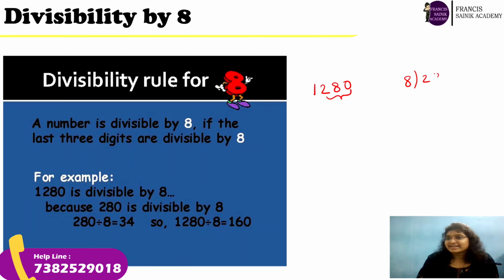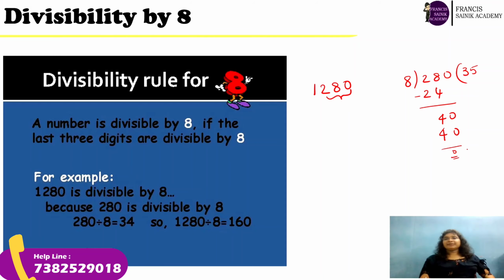8 table, 280. 8 3s are 24. So, 8 minus 4 is 4, and 4, bring the 0. 8 5s are 40. Yes. So, the whole number is divisible by 8. Or, if the last digits are zeros also, then the number is divisible by 8. So, if the last 3 digits are zeros or divisible by 8, the entire number is divisible by 8.